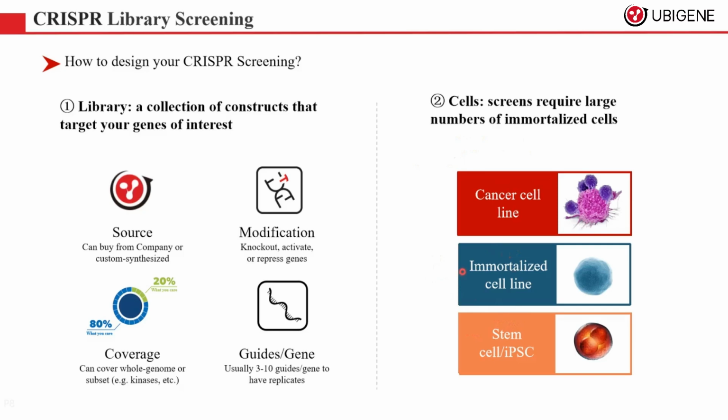Answer is yes. So for the primary cells, which can be a bit trickier, we need to make sure we can get enough cells, and then we have done some preliminary experiments to optimize the screening conditions. But with the right preparation, we can definitely use the primary cells for CRISPR screening and find the target gene.